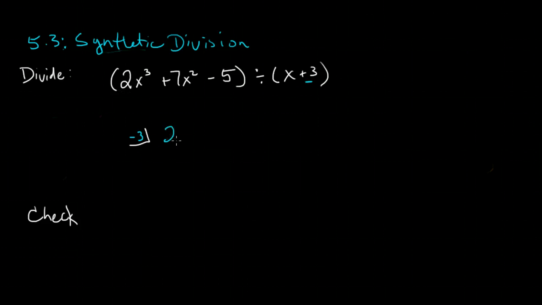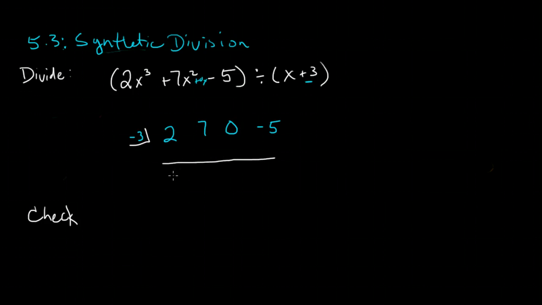So I have 2 for the coefficient of the x cubed. I have a +7 for the coefficient of the x squared. I have 0 for the coefficient of the x, right? I have a plus 0x right there. And then I have a -5 for the constant term.